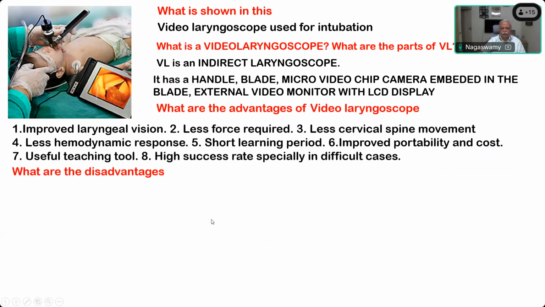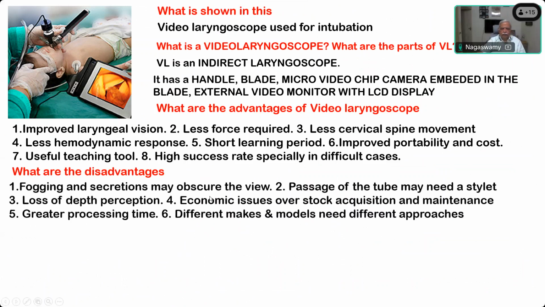What are the disadvantages? ET tube passage will be difficult. Difficult to manipulate the endotracheal tube, sir, with the D blade. So there are lots, just like the other one. Fogging and secretions may obscure the view. Passage of the tube may need a stylet. Loss of depth perception. Economic issues over stock acquisition and maintenance. Greater processing time. Different makes and models need different approaches. Okay, so there are several varieties. Classify video laryngoscopes which are in common use, and their examples.